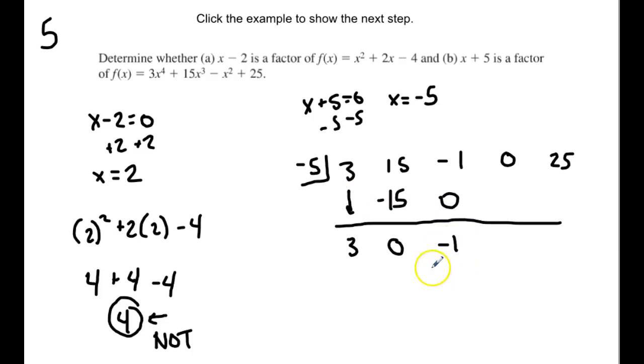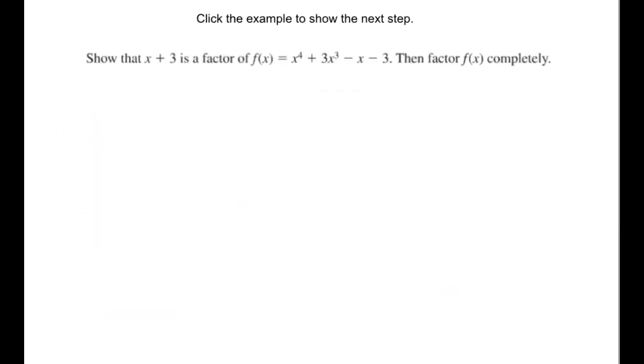Negative 5 times negative 1 is 5. 0 plus 5 is 5. Negative 5 times 5 is negative 25. 25 plus a negative 25 is 0. So this is what I'm looking for here. Since this number is 0, then I can say, yes, this is a factor. So I can either use direct substitution or I can use synthetic division to determine if it's a factor. And it always comes down to what I'm left with at the end. If I'm left with some number, then no, it is not a factor. But if I'm left with a 0, then yes, I am looking at a factor.